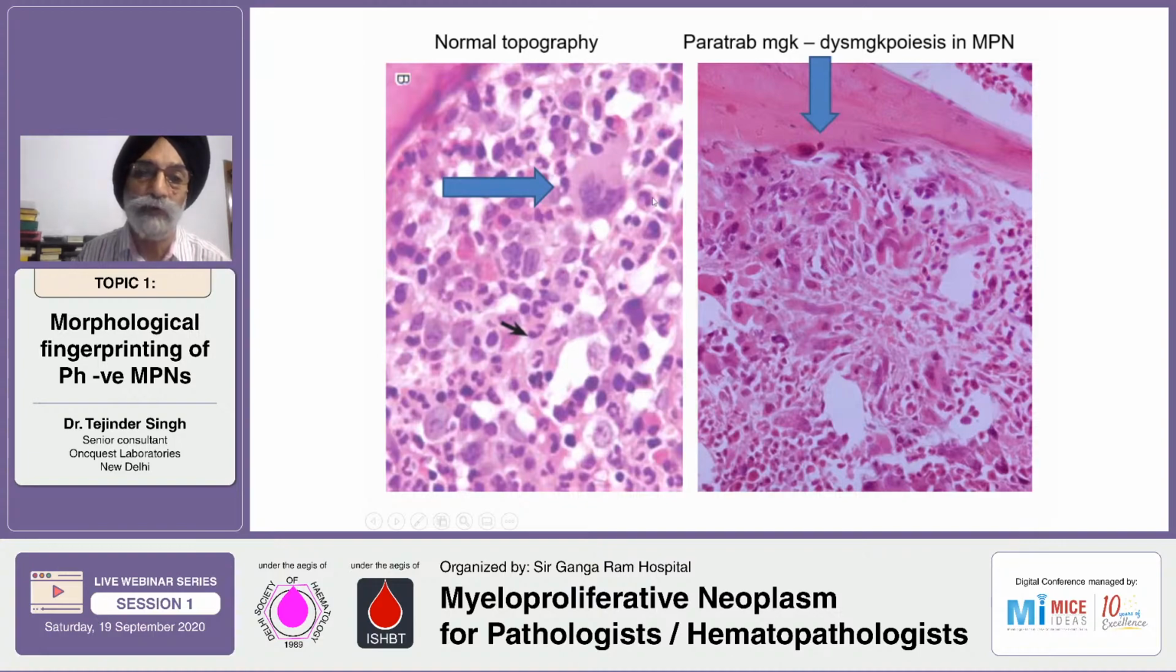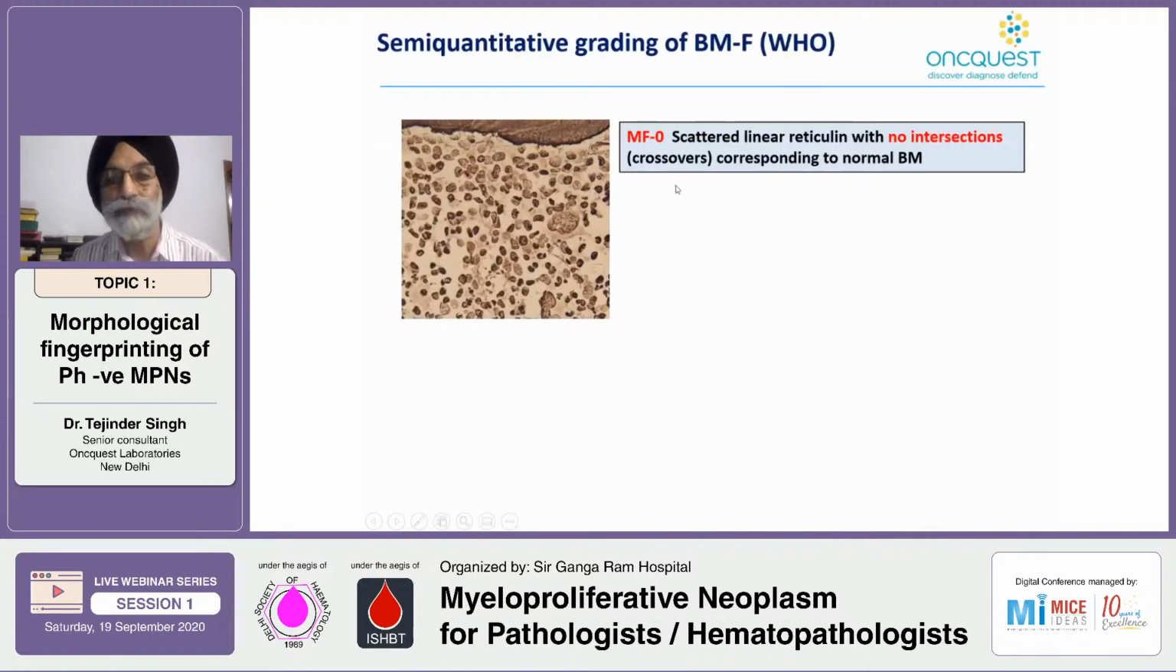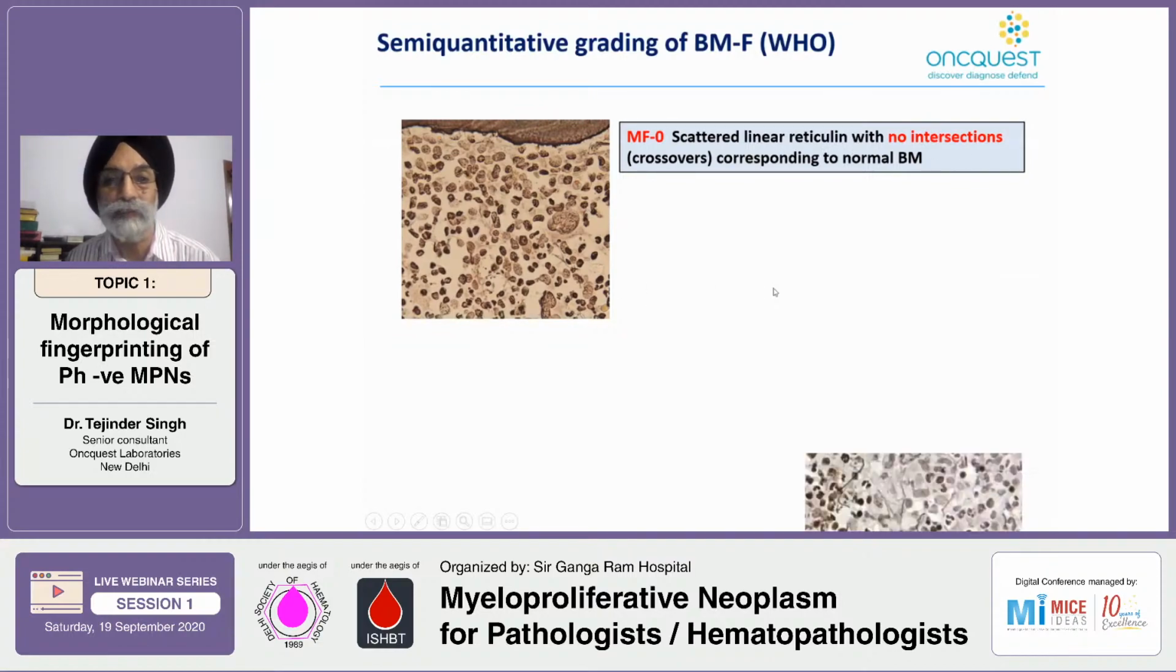And this is a normal morphology, where the megakaryocytes are discrete and in the central part of the marrow. Another thing this WHO classification has given us is the reticulin grading, so that we have a standard reticulin grading, and this has been divided into 4: MF0, MF1, MF2, MF3. Now this is MF0, where we find thin linear reticulin fibrils with no intersections, as in this case.